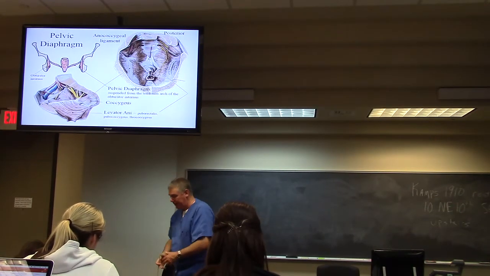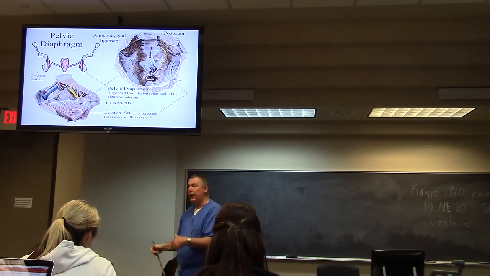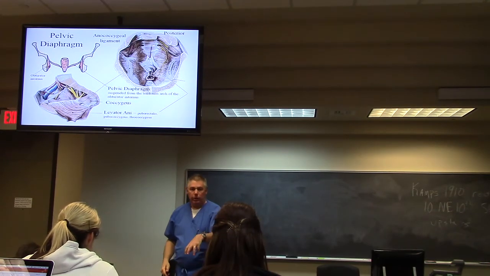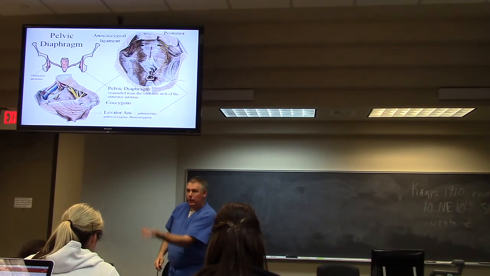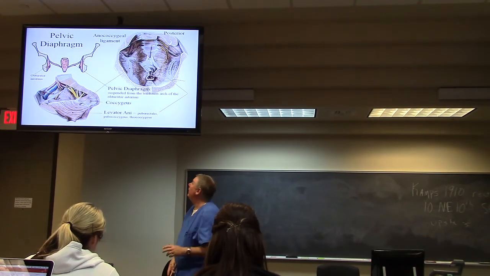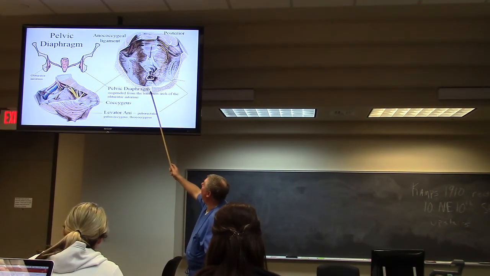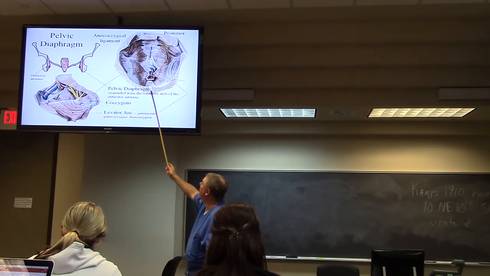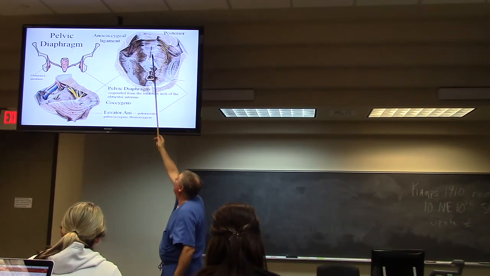What we've done is taken everything off the top, got all the guts out and all the reproductive organs. We're just looking down into the concave diaphragm at the bottom. Now, there are different parts. Here's the pubic symphysis right here. There's the sacrum back there.